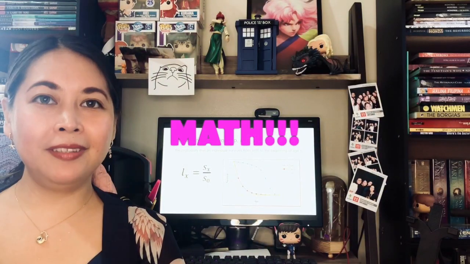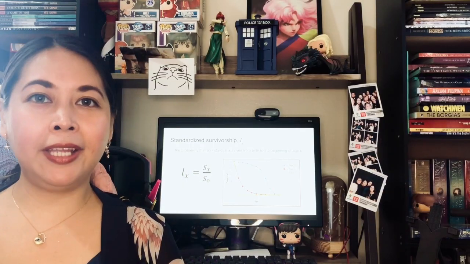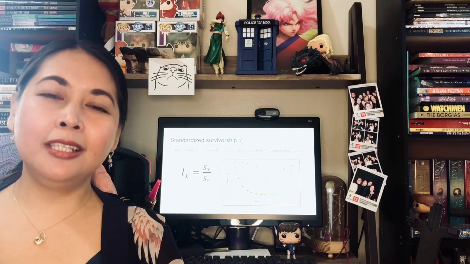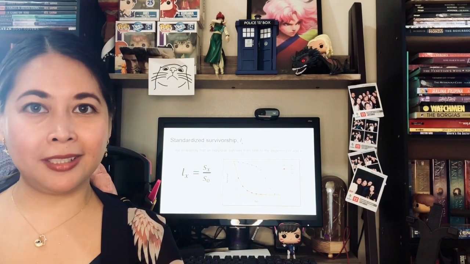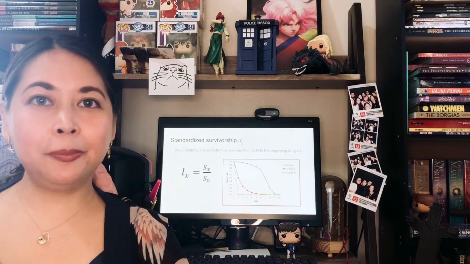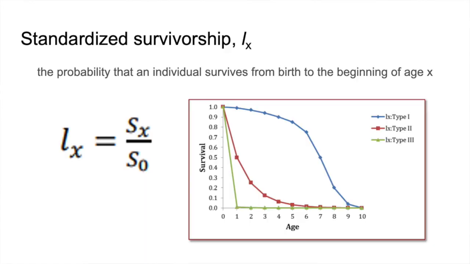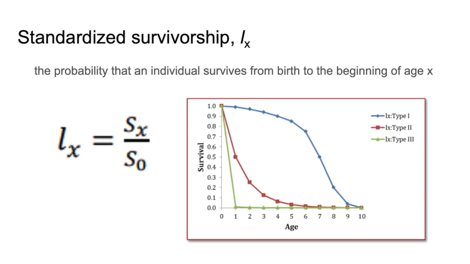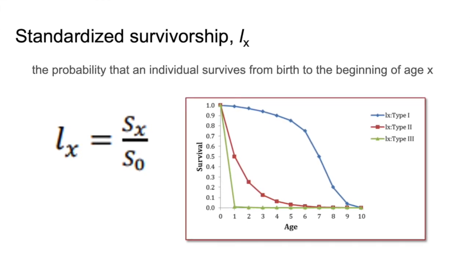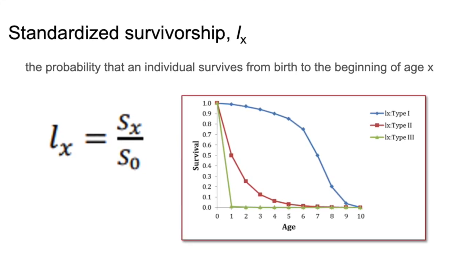The study on life and death features a lot of math. So at this point, I will be defining three major parameters that feature greatly when we are trying to predict the survival and life expectancy of different species. The first parameter is called standardized survivorship, or L. It is the probability that an individual survives from birth to the beginning of age X. So it is computed by dividing Sx over S0.